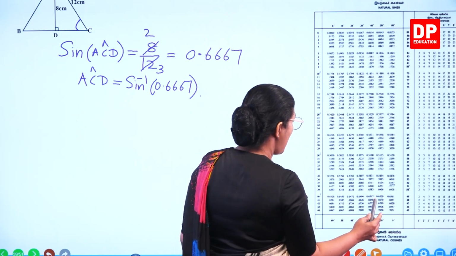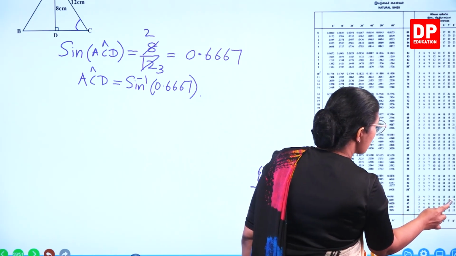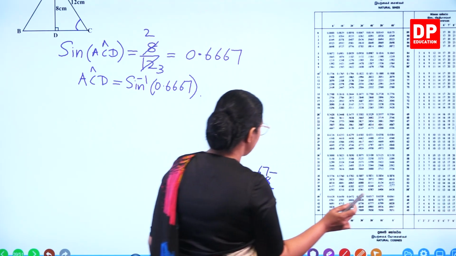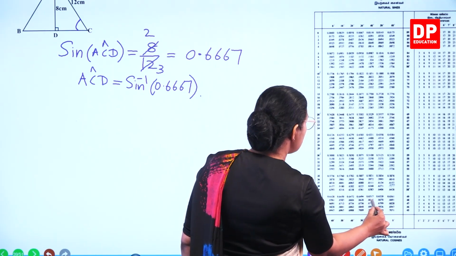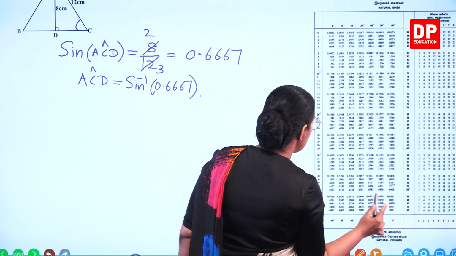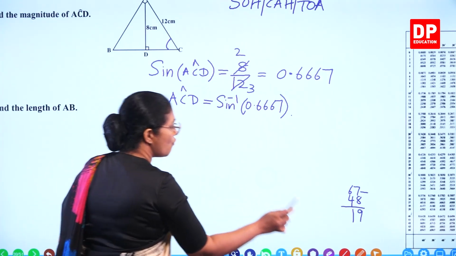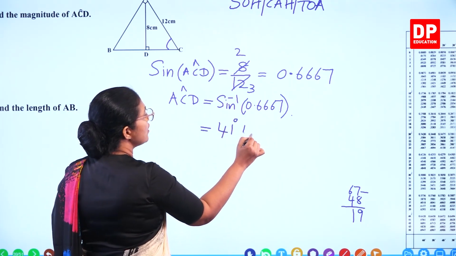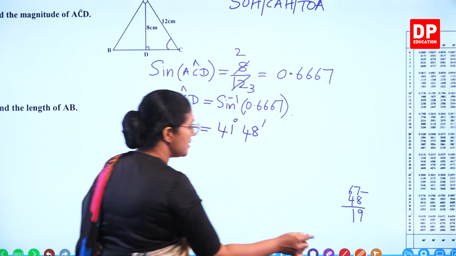19, we need 19 more. So let's check where you get 19. We can take 8. So what's the angle? 41 and 48. So 41 degrees and 48 minutes is the ACD angle.